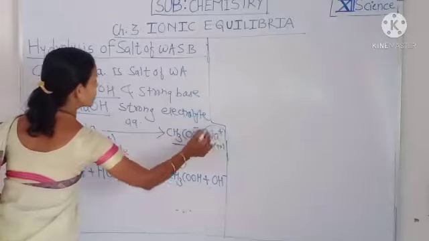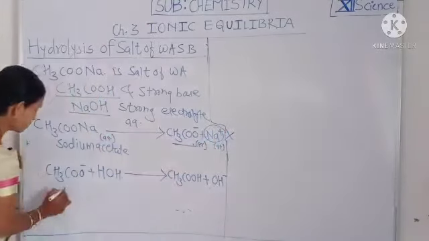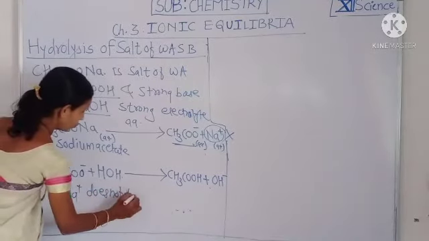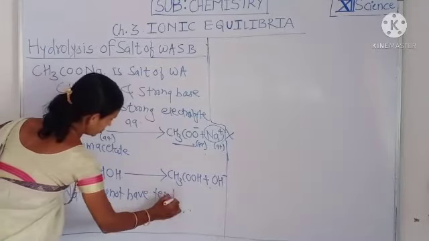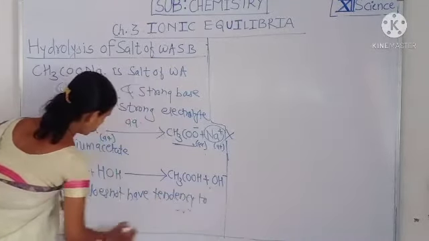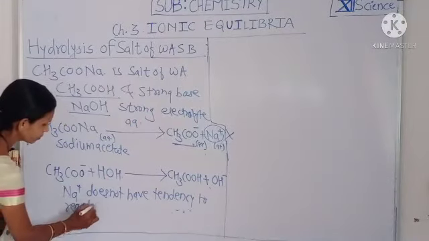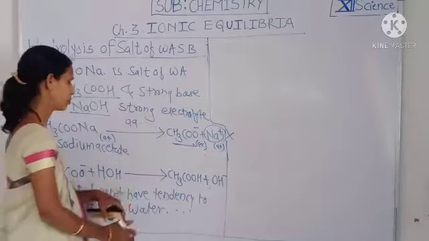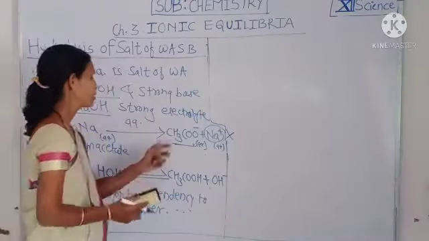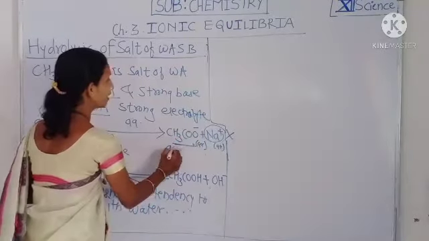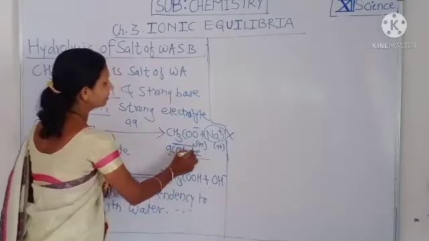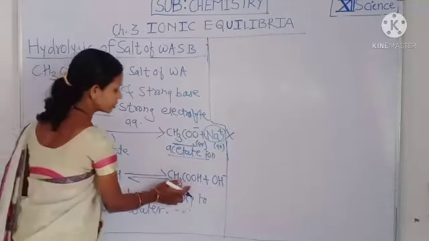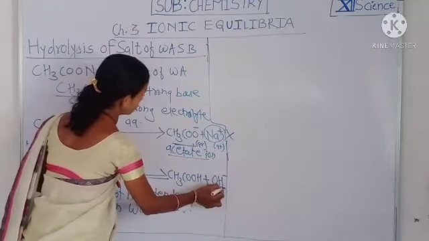Therefore, Na+ does not have the tendency to react with water, and therefore only CH3COO-, that is acetate ion, has the tendency to react with water to give CH3COOH and OH- ion.